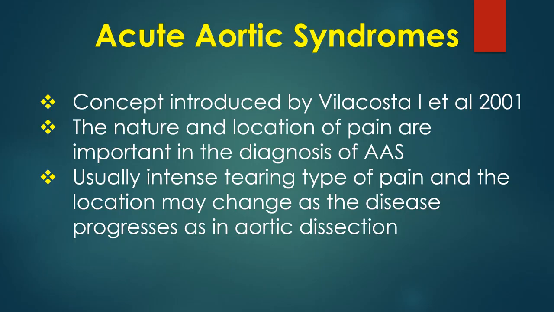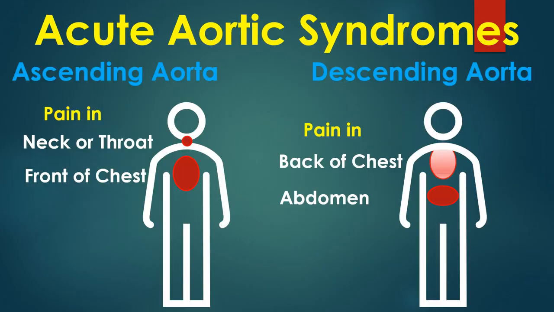Usually, it is an intense tearing type of pain, and the location may change as the disease progresses, as in aortic dissection. Pain in the front of the chest, neck or throat suggests ascending aortic involvement, while pain in the back or over the abdomen suggests involvement of the descending thoracic or abdominal aorta.